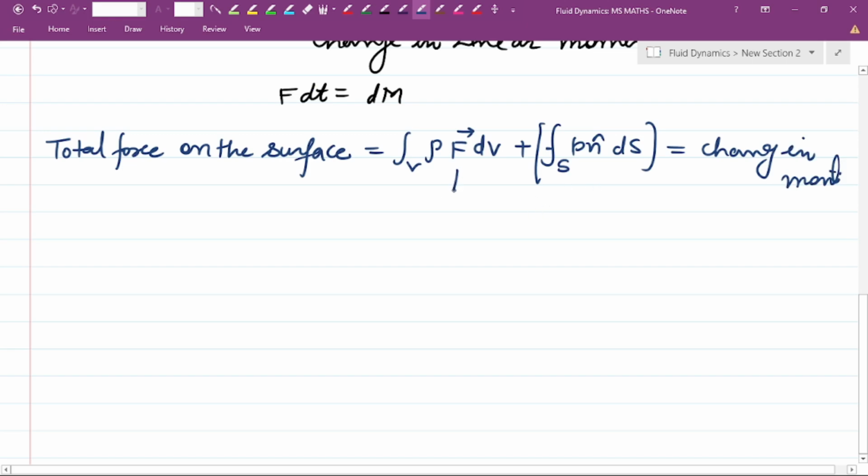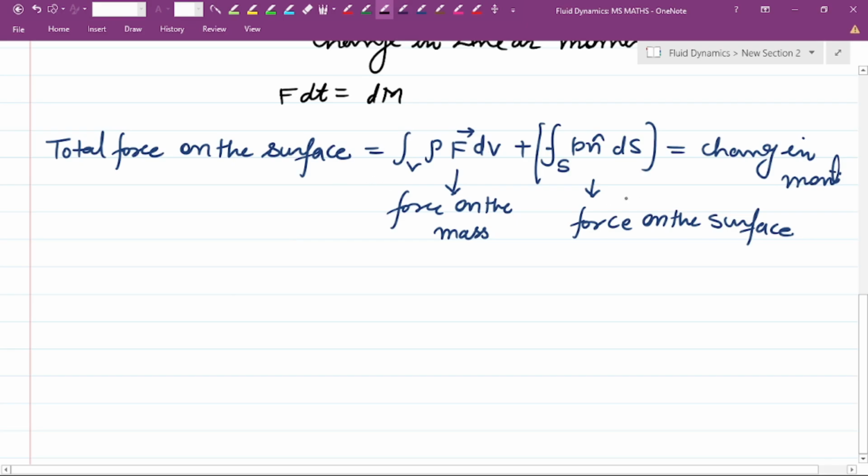And what does it represent? It represents the force on the mass, and it represents the force on the surface. Okay, now we have the total force in such a way that F is equal to ma.